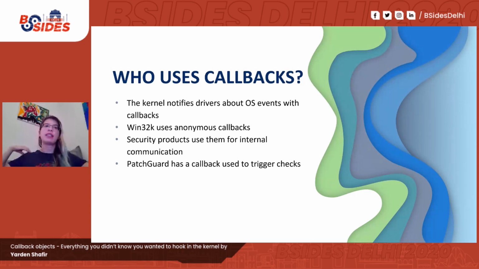And another example that's pretty interesting is PatchGuard. PatchGuard has a callback object that is used to initialize a pointer to a function that does PatchGuard periodic checks. And we'll look at that a bit more later too.